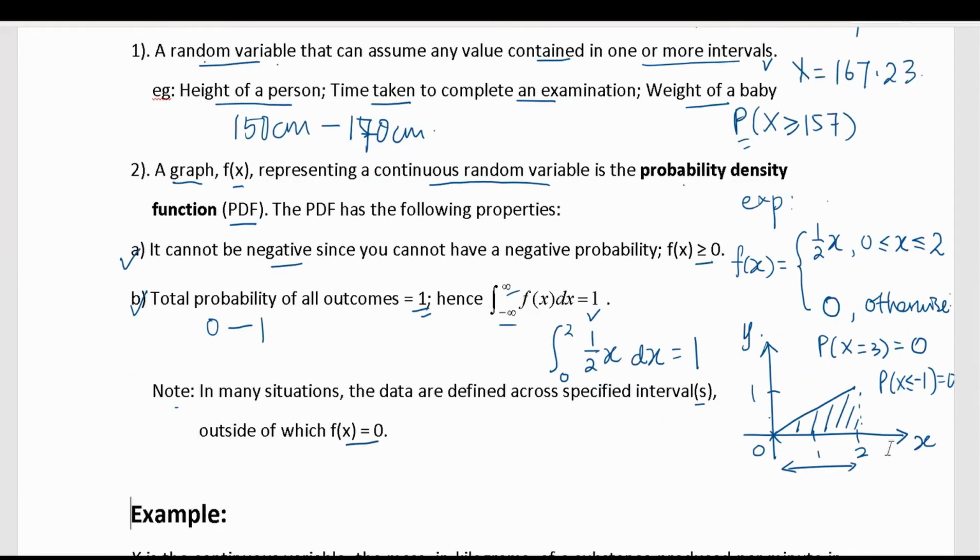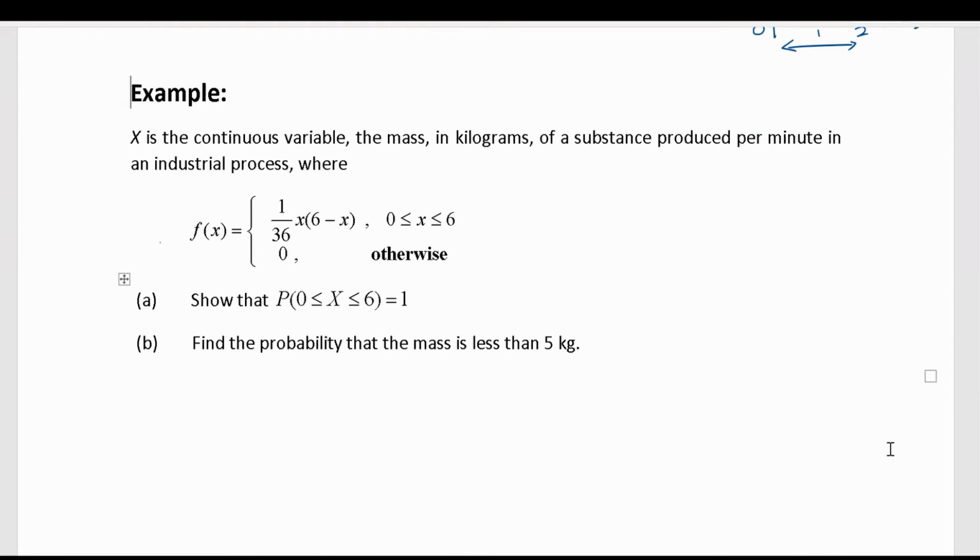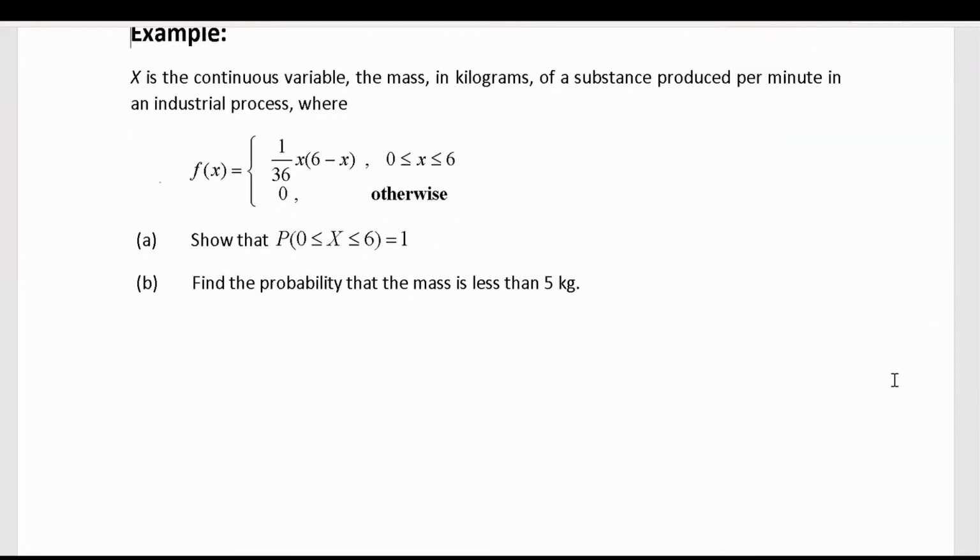Let's see the example here. X is a continuous random variable, the mass in kilograms of a substance produced per minute in an industrial process. The PDF given is a quadratic function and is only defined within the interval 0 to 6. Anything else, 0 otherwise. What does part A want? Show that the probability of X between 0 and 6 equals 1.